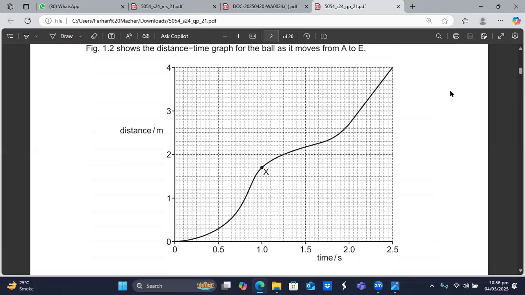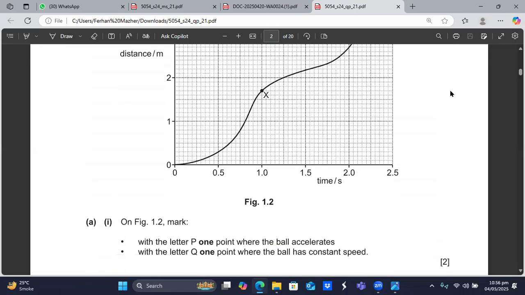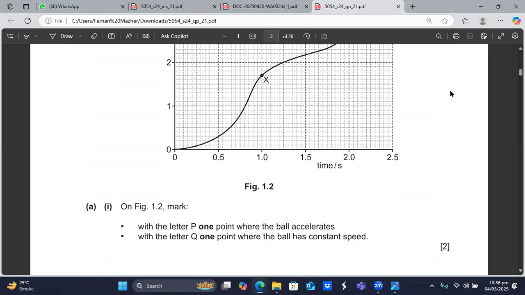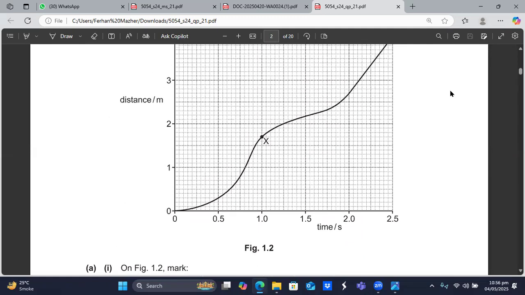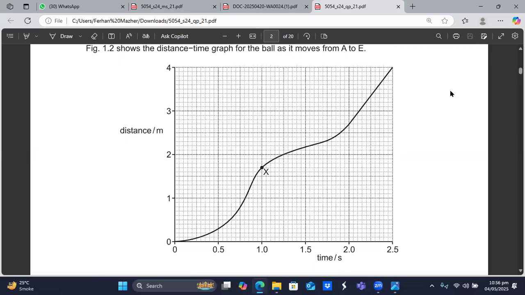Okay, so here we have a distance time graph given in figure 1.2. Mark with the letter P one point where the ball accelerates, with the letter Q one point where the ball has constant speed. Okay, so it's very simple. This is the distance time graph. On the y-axis, the distance is represented, and on the x-axis, the time is represented.